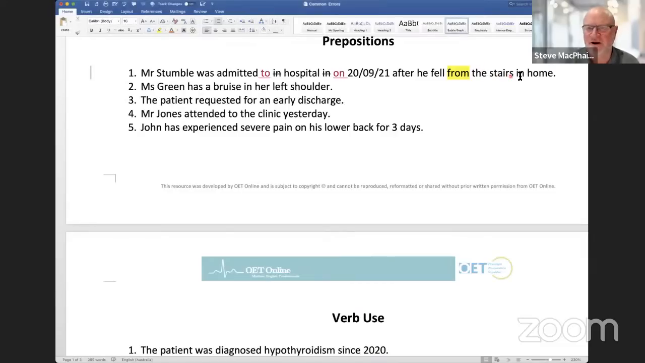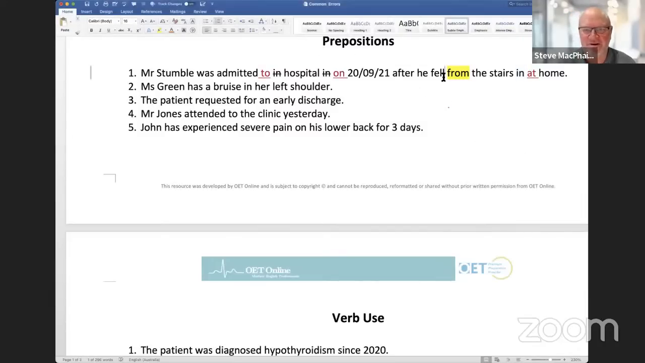Yep, someone got at home. Yes, fell from stairs. I agree with that one. Fell from stairs at home, not in home. But what about instead of from? Can anyone get that? Over, no. Off, no, you don't fall off stairs. Think about this motion. Think about that motion. I suppose you could fall on the stairs, but not normally. Yes, Khadija got it. Well done.